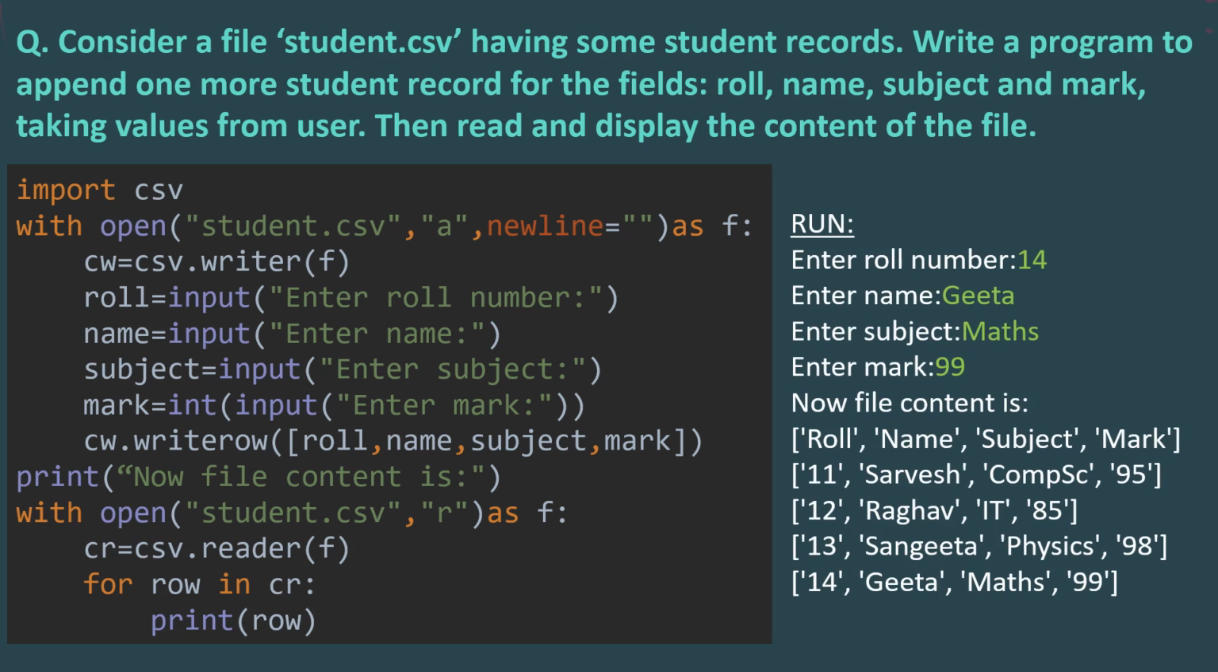So once you run the program, it will ask you to enter the roll number, name, subject, and marks. Suppose these are the values that are entered. Then that value will be appended into the file student.csv. Now the content of this file student.csv is like this.